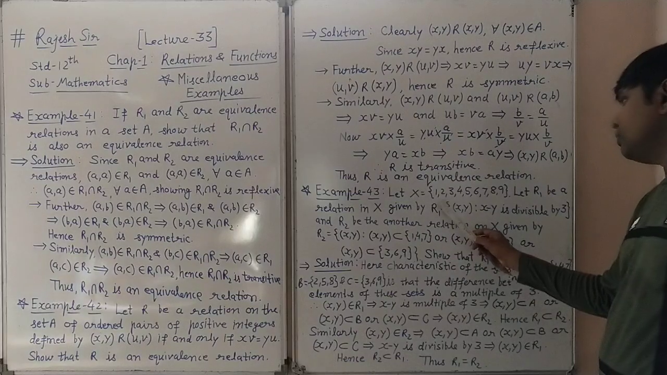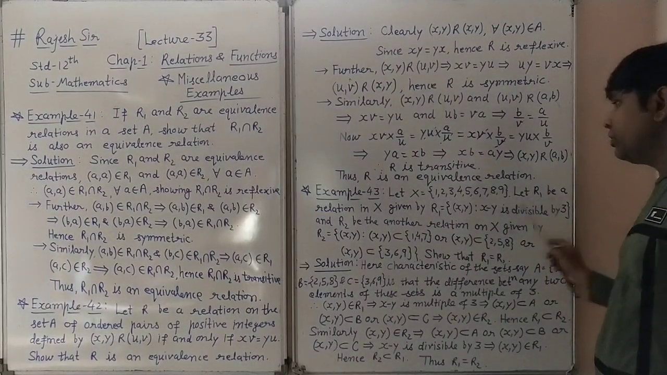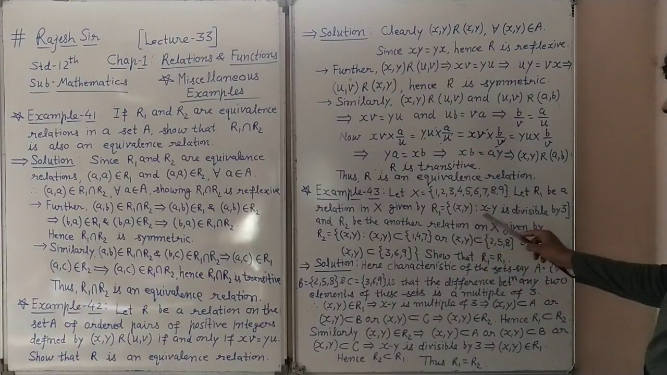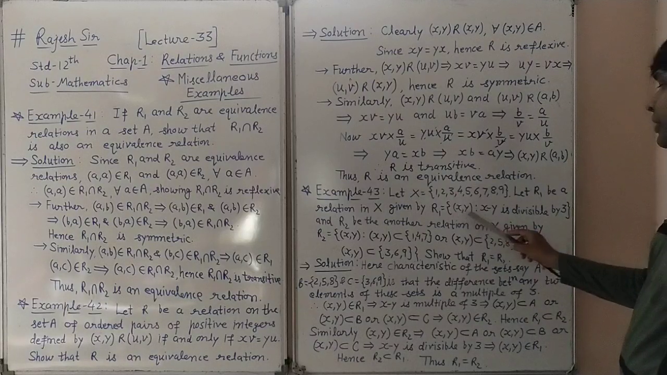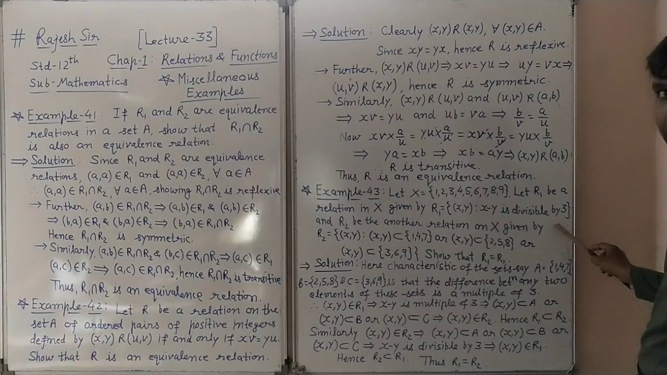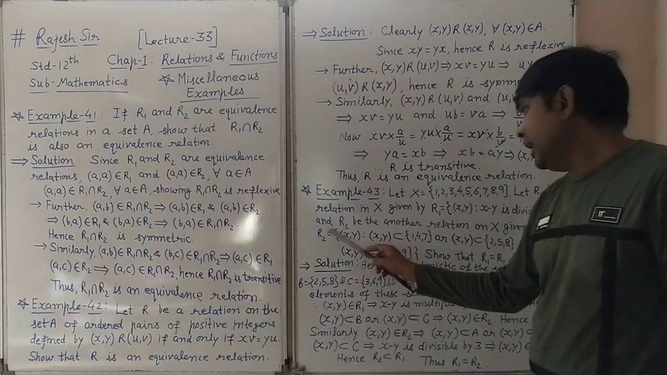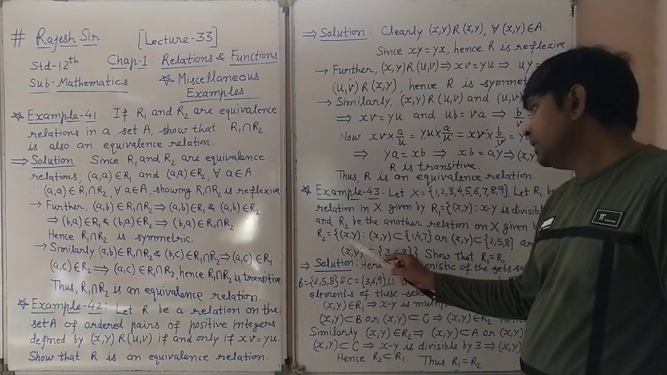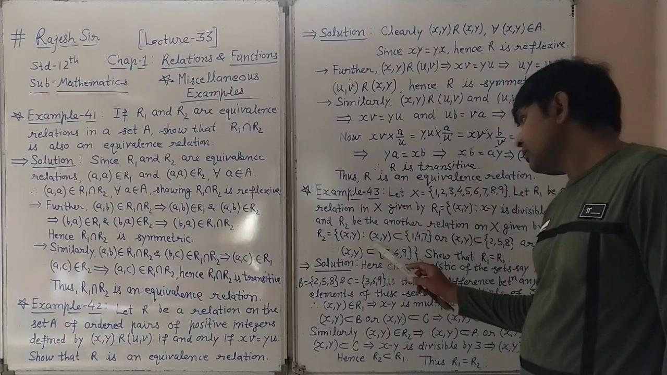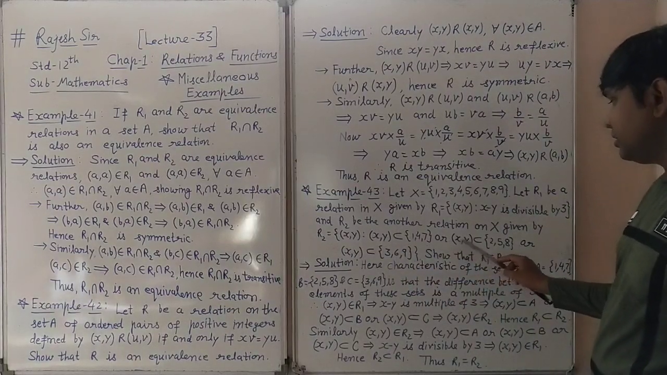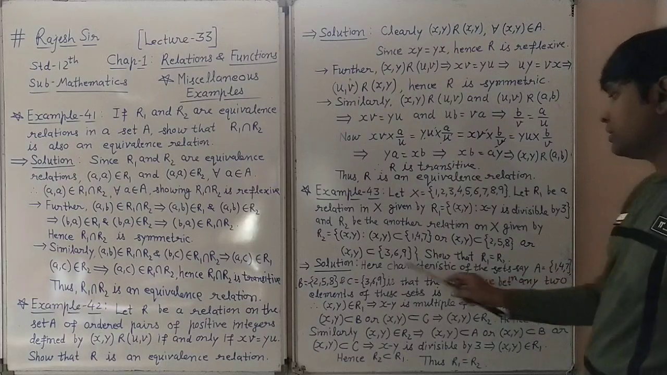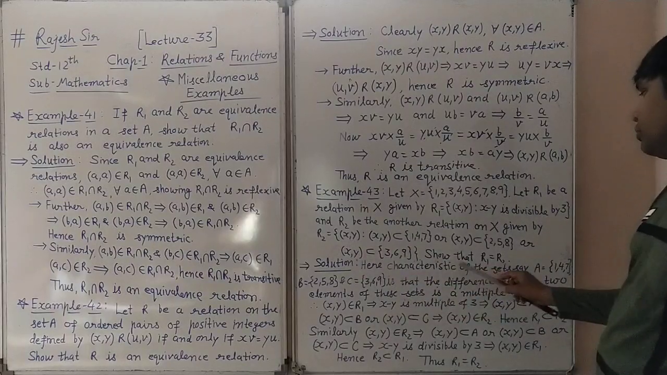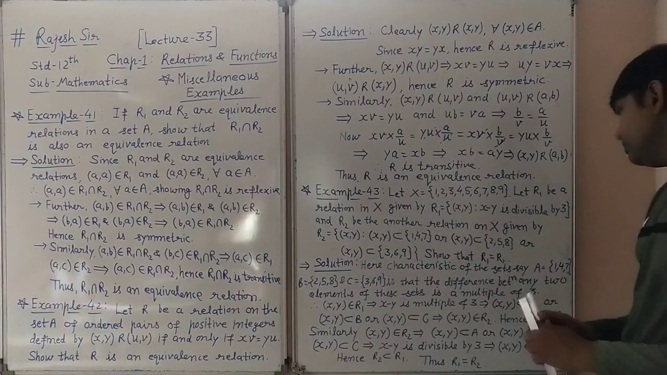Let X equals {1, 2, 3, 4, 5, 6, 7, 8, 9}. Let R1 be a relation in X, given by R1 is the set of (x,y) such that the difference x minus y is divisible by 3. This is the R1 relation given. And R2 be another relation on X, given by R2, that is the pair (x,y) such that x, y are both subsets of {1,4,7}, or of {2,5,8}, or of {3,6,9}. This is the relation R2. And we have to show that the R1 and R2 relations are equal.